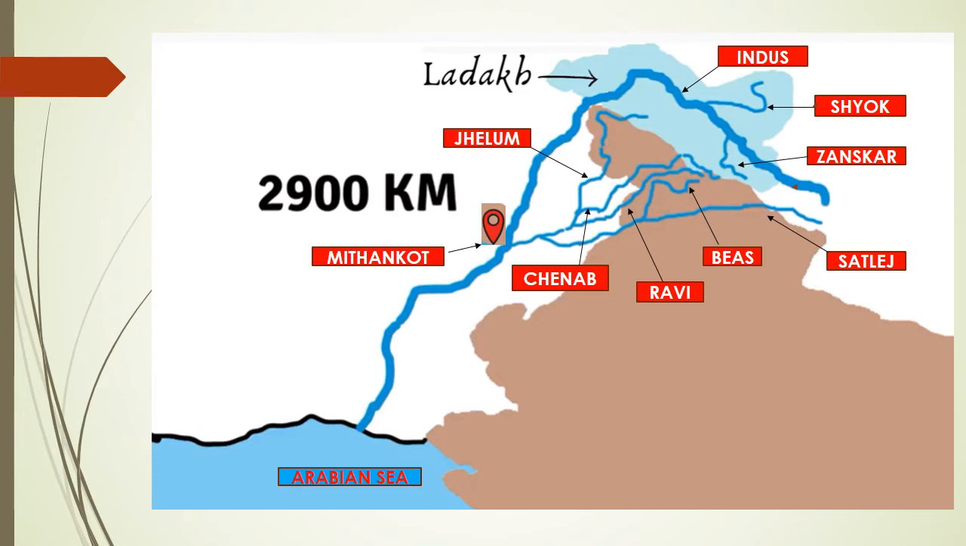So children, this is the entire course of the river Indus, starting from Tibet, getting into Ladakh, Jammu and Kashmir, and then getting into Pakistan, and finally it ends and drains out in the Arabian Sea. Okay, so you can see these are the left bank tributaries of the river Indus, and these are the right bank tributaries of river Indus, and the total journey, the total length is 2,900 kilometers.